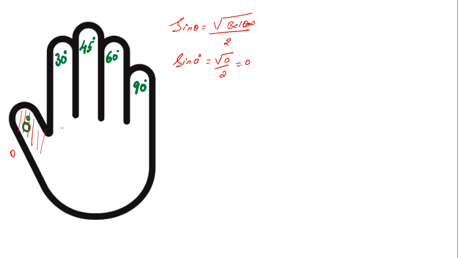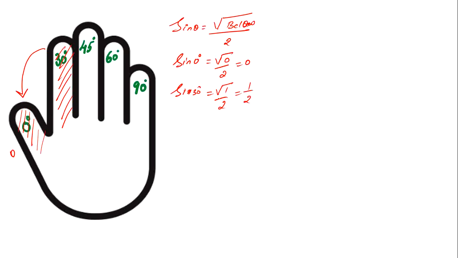Now open the thumb finger back. Let's find sine 30 degree. 30 degree represents the pointer finger. Now please close the pointer finger. When the pointer finger is closed, below it you have the thumb finger. That is only one finger. So it's root 1 by 2. Root 1 is nothing but 1, so sine 30 is 1 by 2.